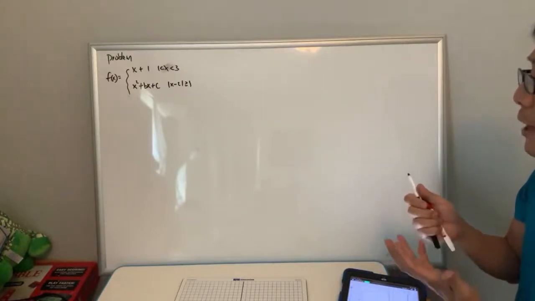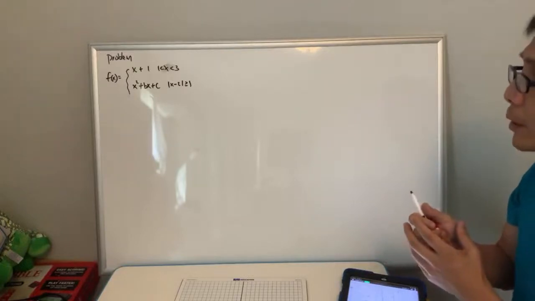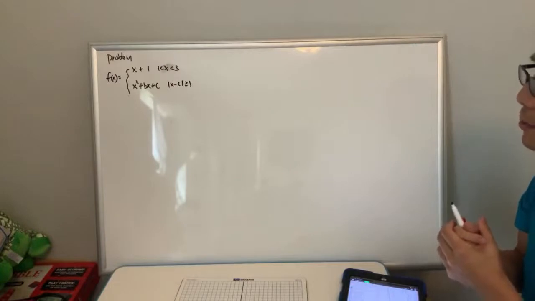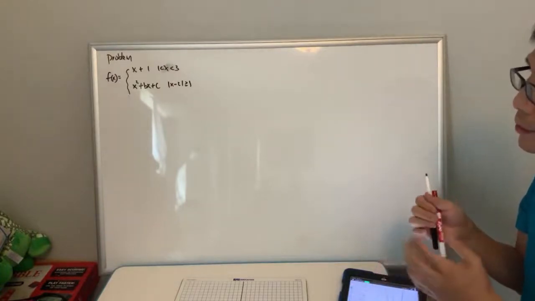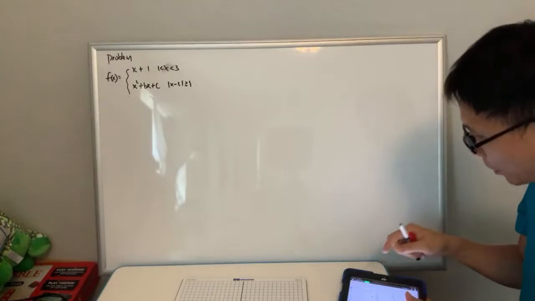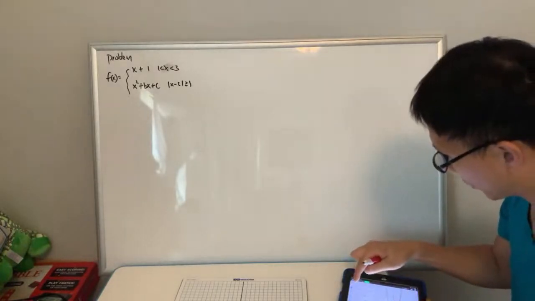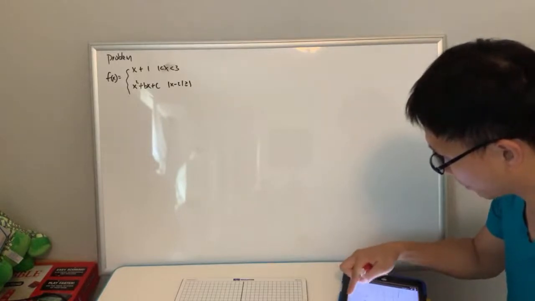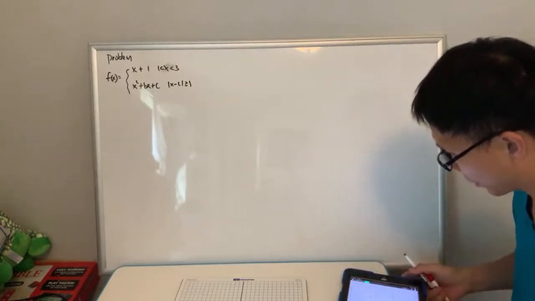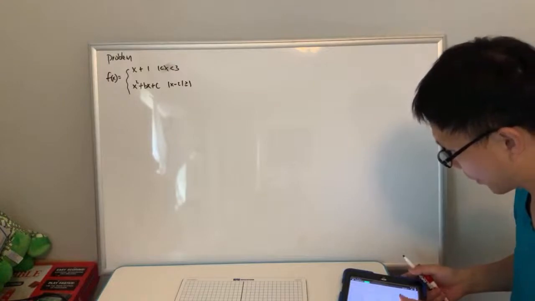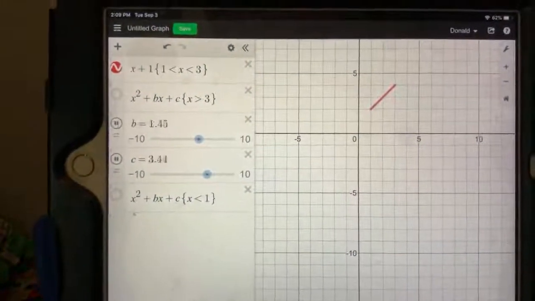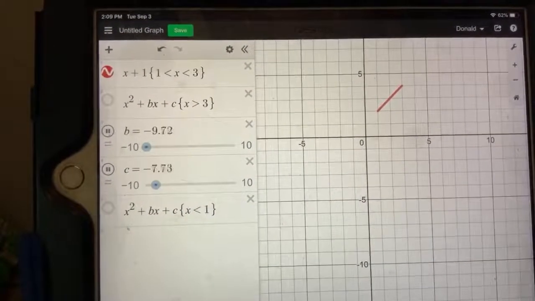Usually I will start by understanding this piecewise function first. The piecewise function says x plus 1 between 1 and 3. So I'm going to graph that, x plus 1 between 1 and 3, and show you what the graph looks like, and then maybe you can go from there. I'm going to show you that function, and it's going to look like this. But don't worry about the bottom part.